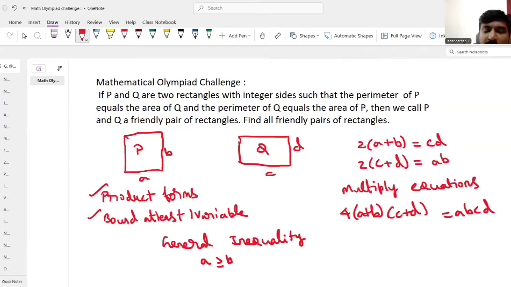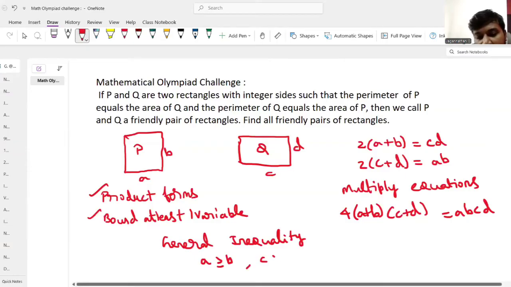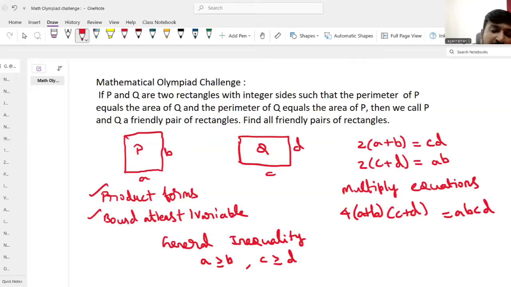Don't ask, sir, why can't B be greater than A? It's about how I took the bigger number. Suppose I see a rectangle with side dimensions 5 cross 3 or 3 cross 5. I can assume 5 as my A and 3 as my B, isn't it? So that's what I'm doing. Similarly, the same thing you can apply in the second rectangle. Keep C greater than or equal to D. So we successfully imposed some inequality amongst them.